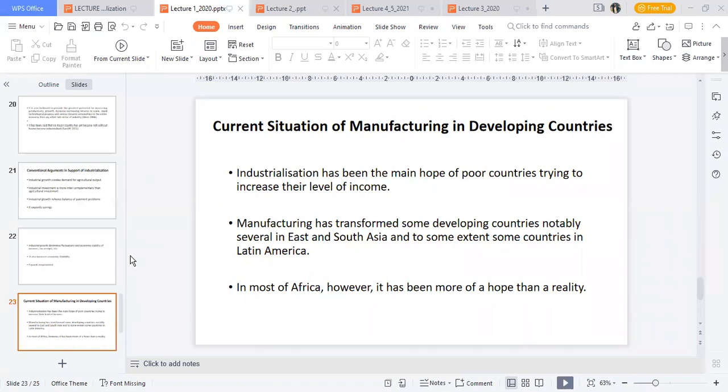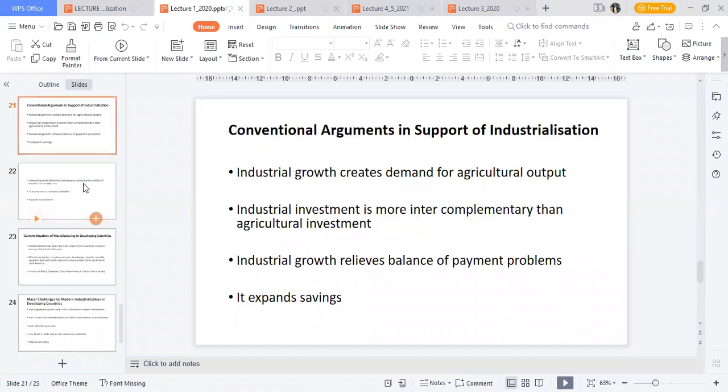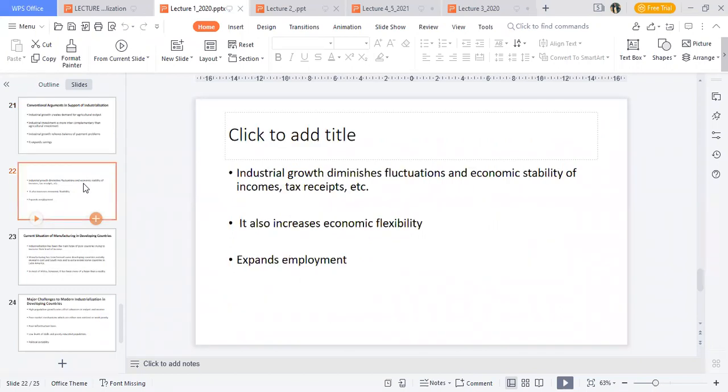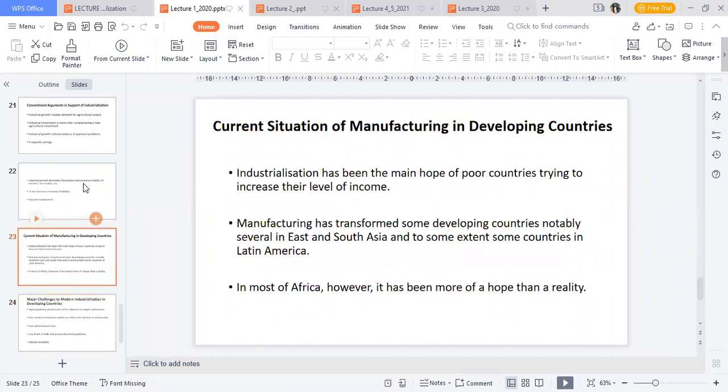Current situation of manufacturing in developing countries. Industrialization, but please, the point that I raised earlier, this point is very critical to me, very dear to me. Conventional arguments in support of industrialization, or what is the role of industrialization to developing countries? You can use these same points to explain your points in case it comes. Okay, let's go to current situation of manufacturing in developing countries.